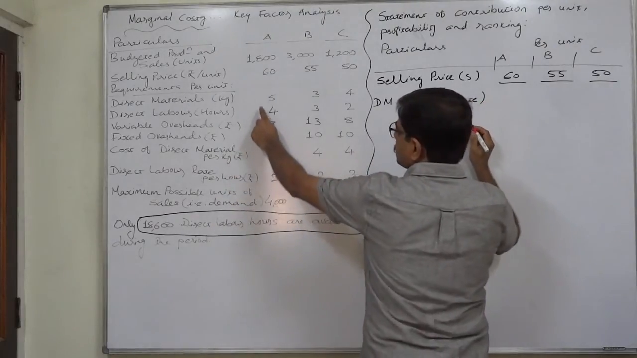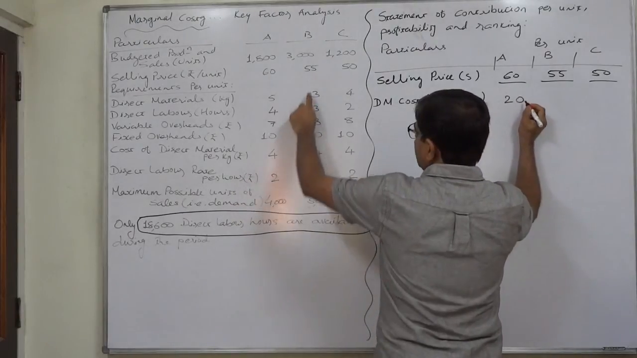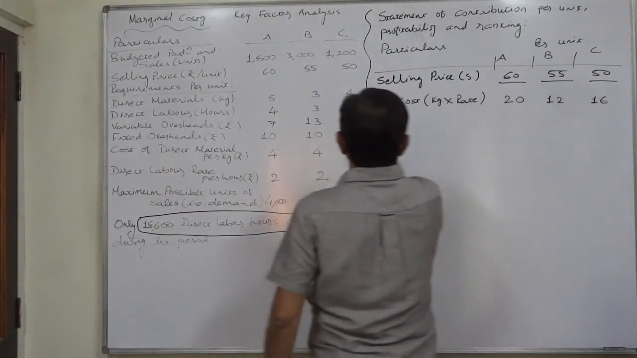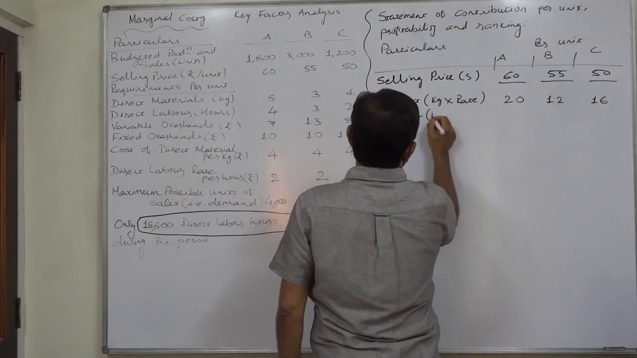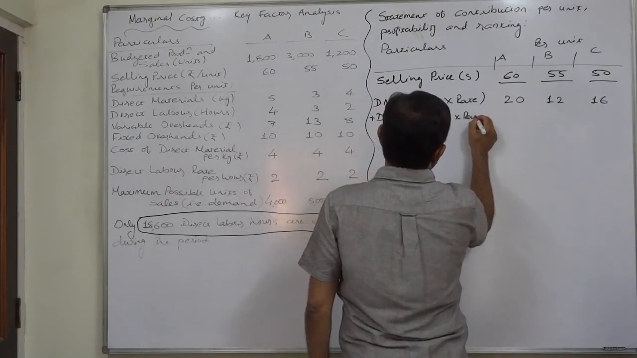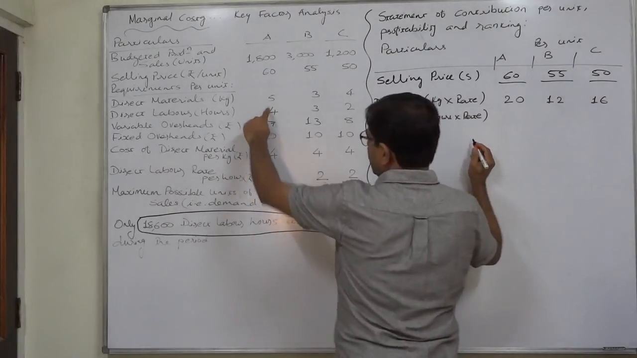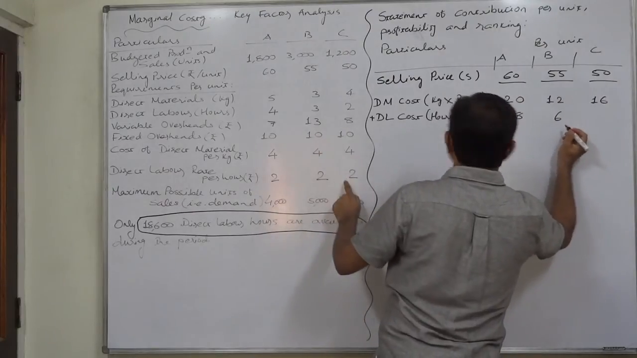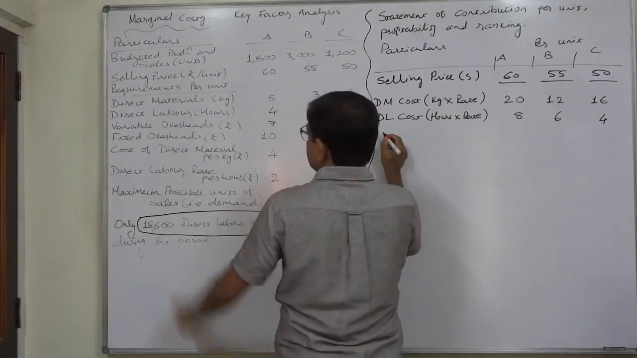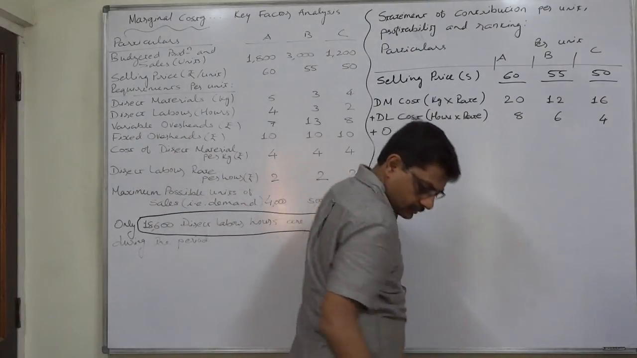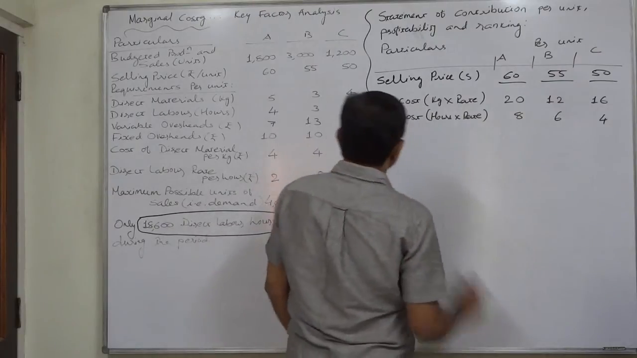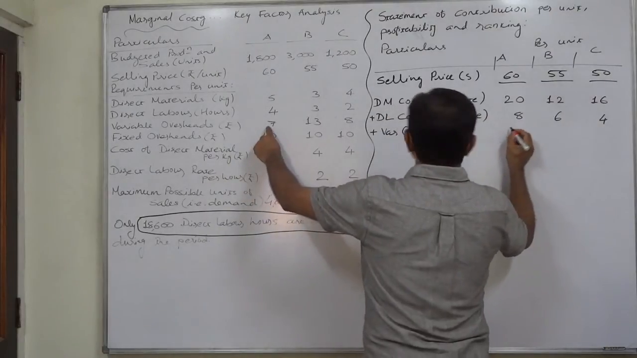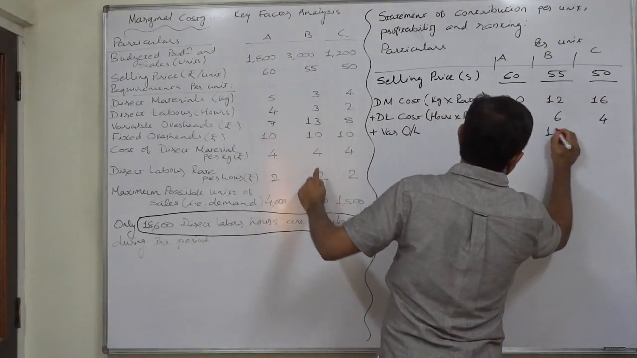In case of A, kilograms 5, rate 4, 20. In case of B, it is 3 and 4, 12. In case of C, it is 4 and 4, 16. Plus direct labor cost, that will be hours into rate. Hours 4 and rate is 2, 8 rupees. Hours 3 and rate is 2, 6 rupees. Hours 2 and rate is 2, 4 rupees. And another item is variable overheads, and they are directly available: 7, 13 and 8.